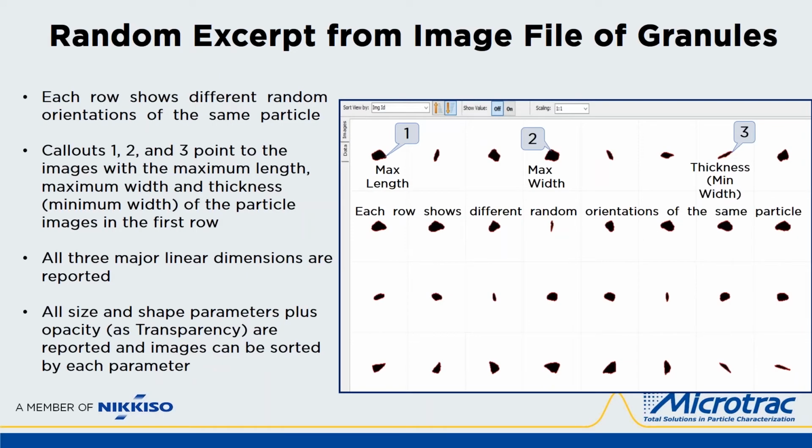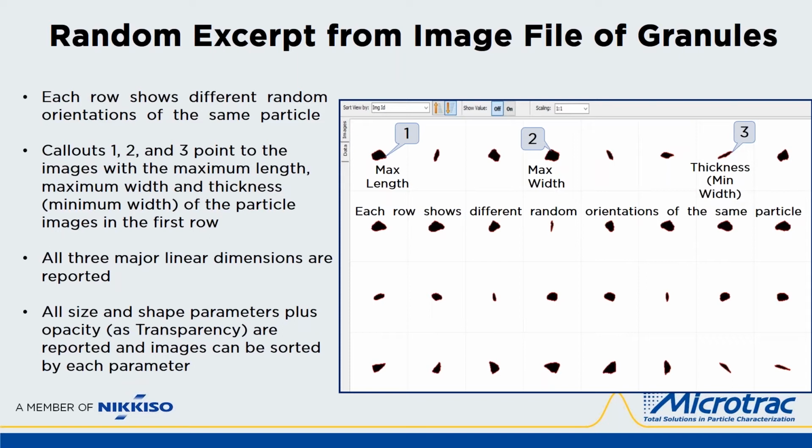Here's a random excerpt from an image file of roofing granules. Each row shows different orientations of a single particle. You can see all the different orientations as the particle tumbles through the sensing zone. Note callouts 1, 2, and 3. Callout 1 indicates the view of that particle that showed its maximum length. 2 is the view of the maximum width, and 3 the minimum width, which is assigned to the 3D thickness parameter.